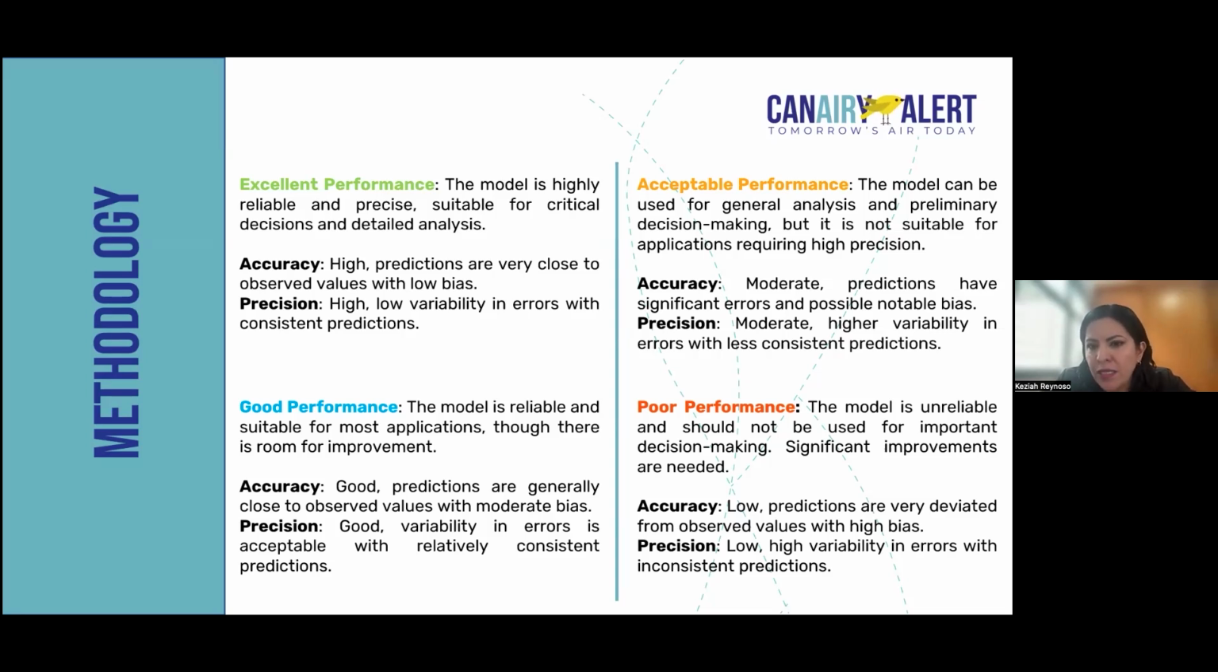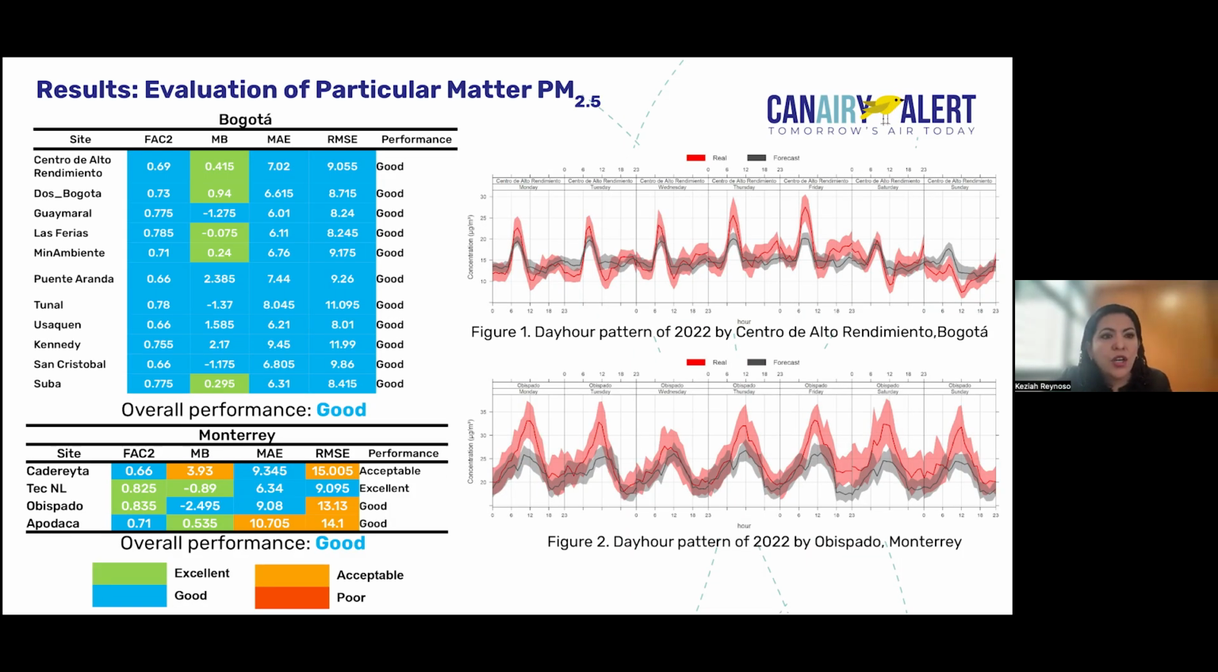Now, as for acceptable performance, that means that the model can be used for general analysis and for preliminary decision making, but it is not suitable for applications that require a high level of precision. In this case, accuracy and precision are moderate. And finally, poor performance. In this case, a model is unreliable and it should not be used for important decision making. And of course, this indicates that there are significant improvements needed. So now I'm going to show you the results that we got from the evaluation.